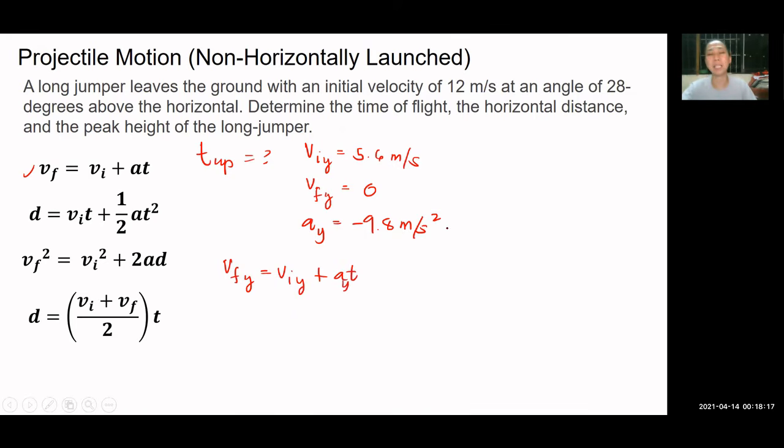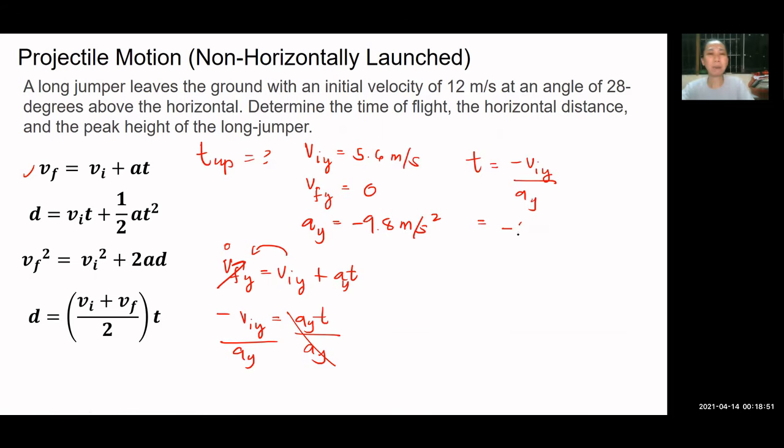Since we know our VFY is equal to 0, this VFY cancels. Therefore, we transpose VIY to the other side, so negative VIY is equal to AYT. To solve for T, divide both sides of the equation by AY, so this cancels. So our time going up is equal to negative VIY over AY. Let's put in the values: negative of VIY, that's 5.6 meters per second, and our AY is negative 9.8 meters per second squared. The time we compute here, using a calculator, is 0.57 seconds.